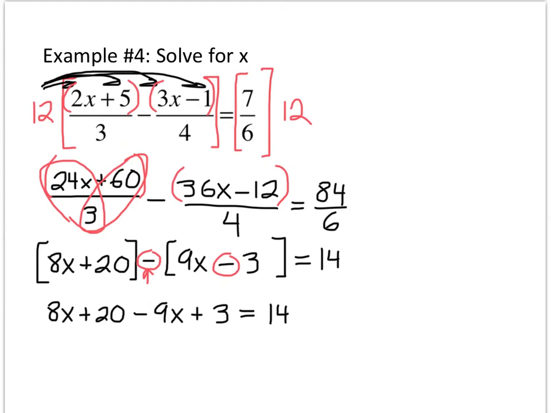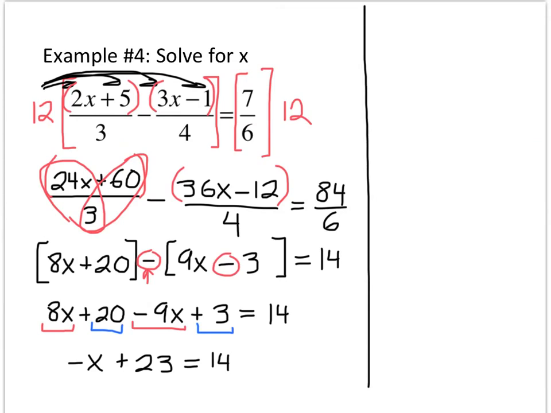Okay, so now we can combine our like terms, 8x and negative 9x. Notice how these are both on the left-hand side of the equation. I can just combine those into a negative x. 20 and 3 are also on the same side of the equation. I can just combine those into a 23. This is equal to 14. So now we just have to finish the equation. I'll rewrite it up here. Negative x plus 23 equals 14.